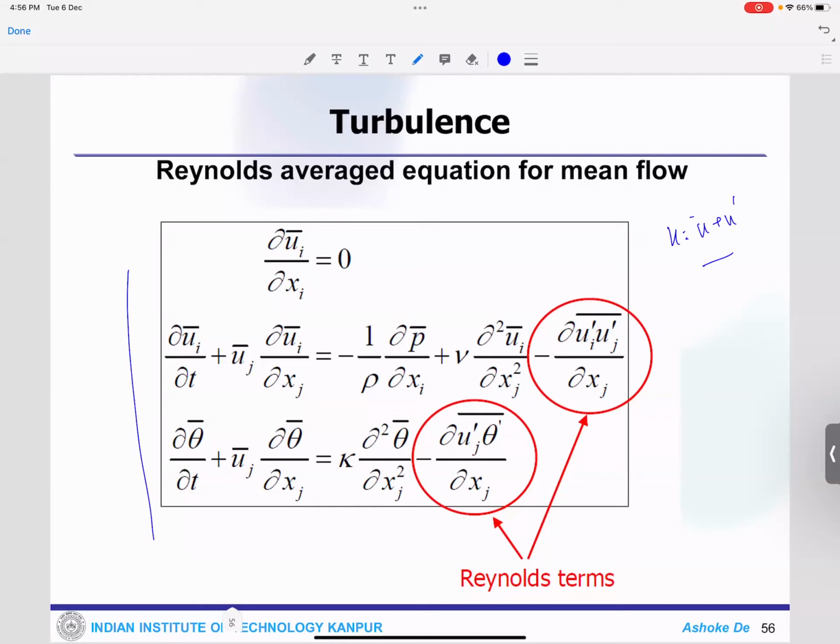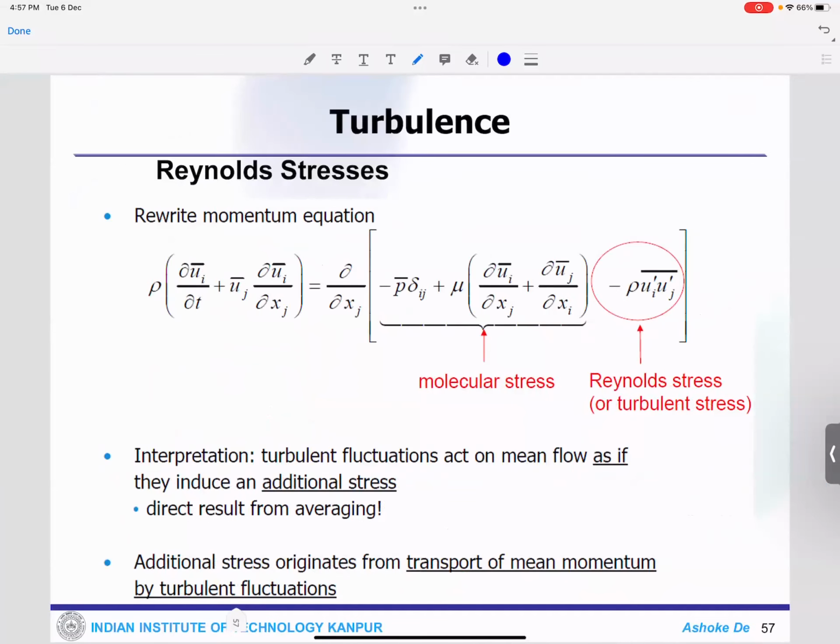But there are two extra terms: one in the temperature or energy equation, another in the momentum equation. These are the Reynolds terms, because they remain unclosed. If you rewrite the momentum equation, the right-hand side has the known molecular stresses, and this term is particularly termed the Reynolds stress or the turbulence stress.